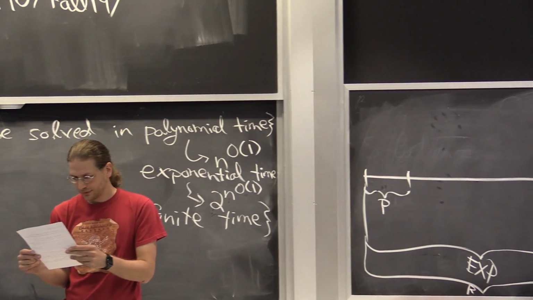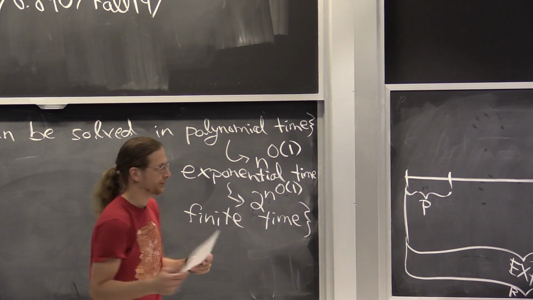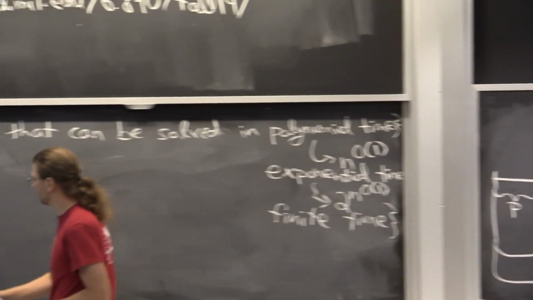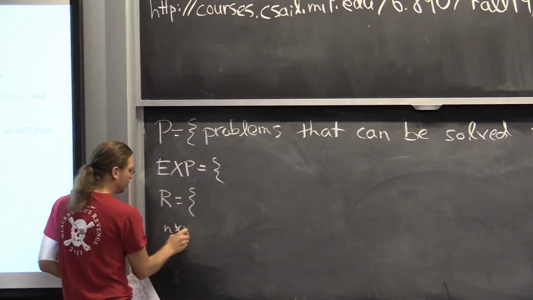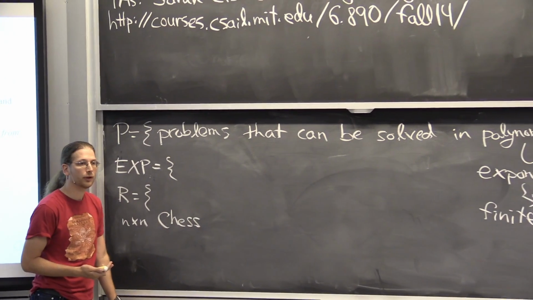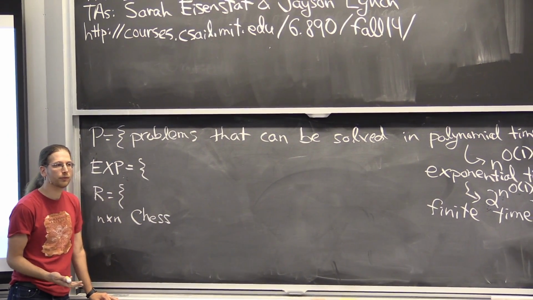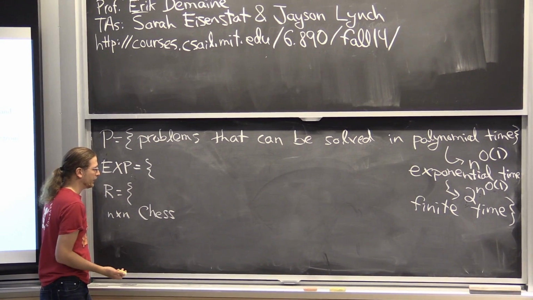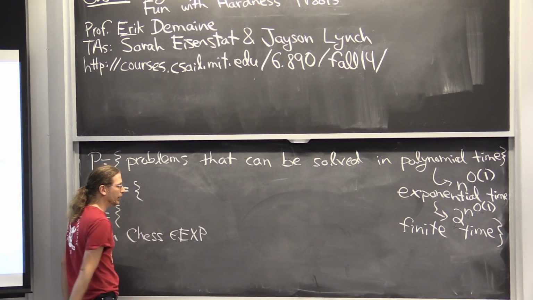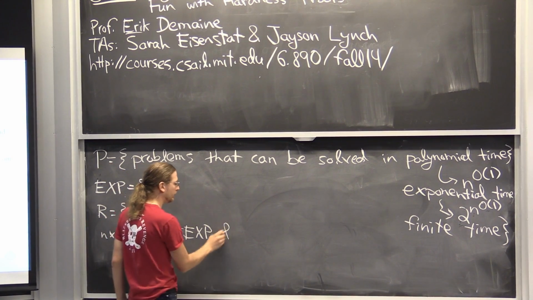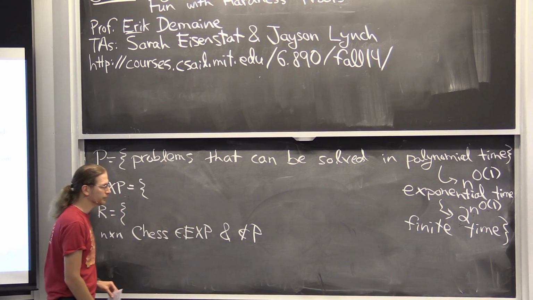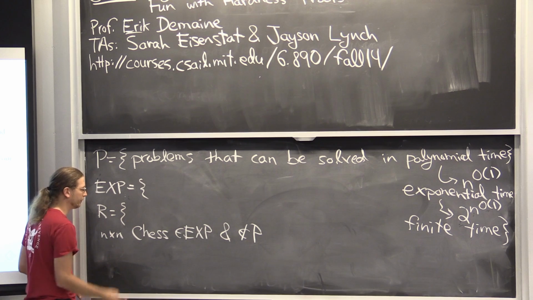Cool. So I'll give you some examples to think about. For example, n by n chess. So I give you a chess configuration on an n by n board, and I want to know, let's say, white to move, can white force a win? This turns out to be solvable in exponential time, and is not solvable in polynomial time. So that's a nice result, something we will get to.